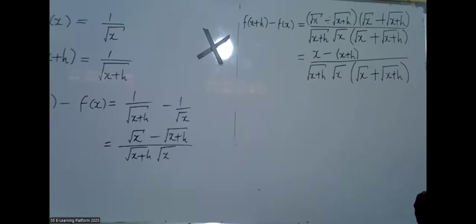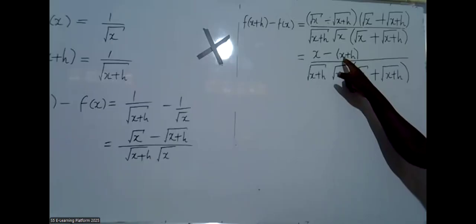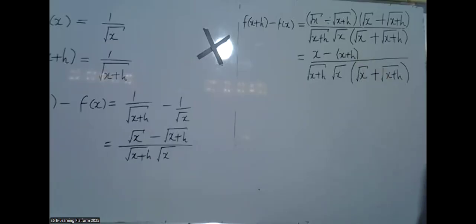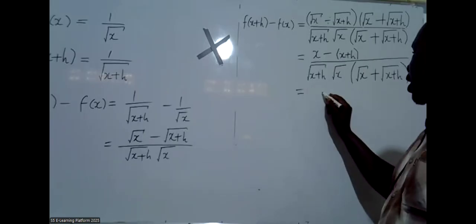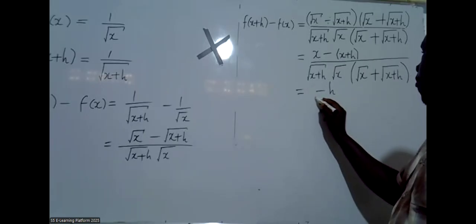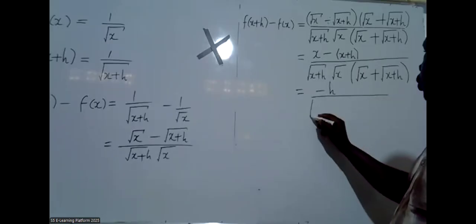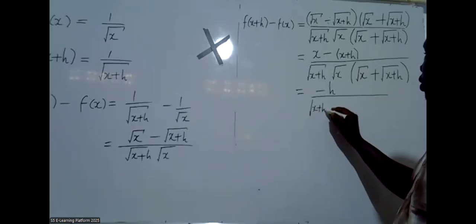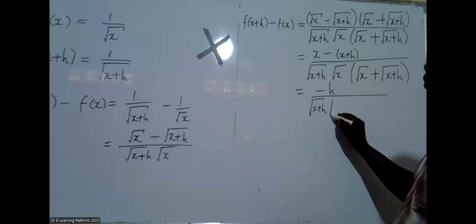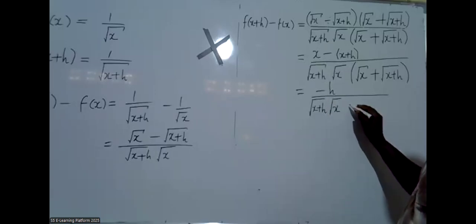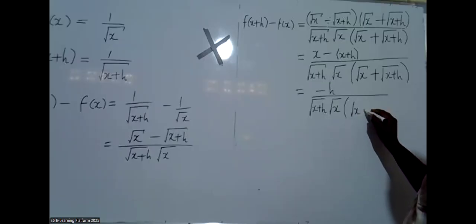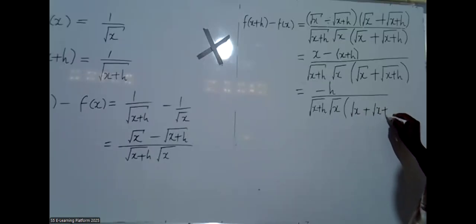Now at that point, you'll see that the numerator, when we open the brackets here, this x will cancel with this. This negative makes the numerator. What do we get in the numerator? Negative h. Therefore, I have a negative h in the numerator divided by the square root of x plus h times root x into root of x plus root of x plus h.